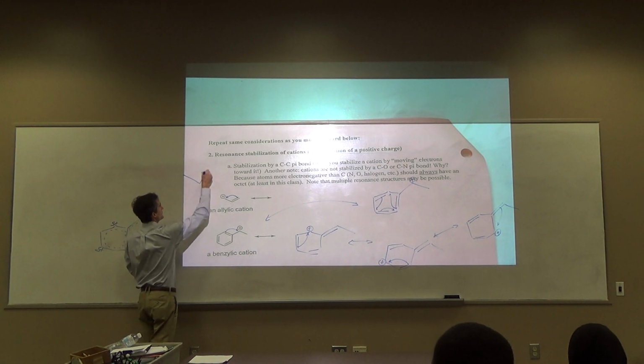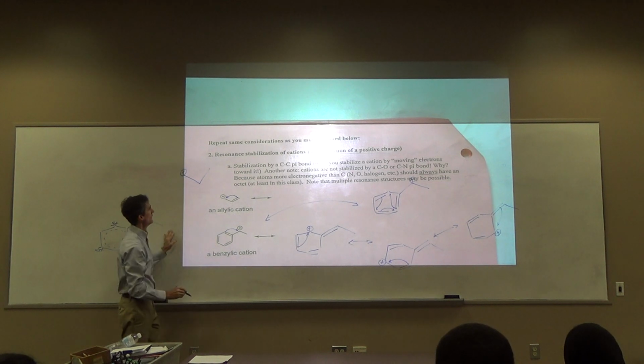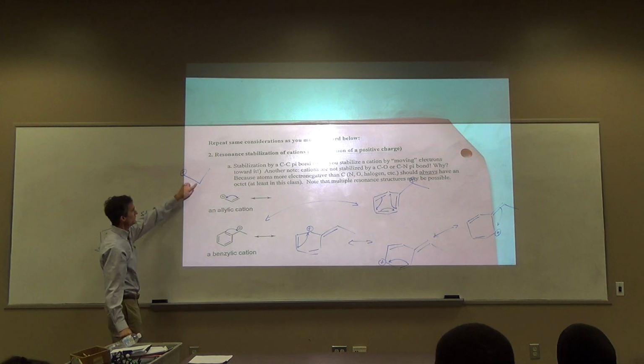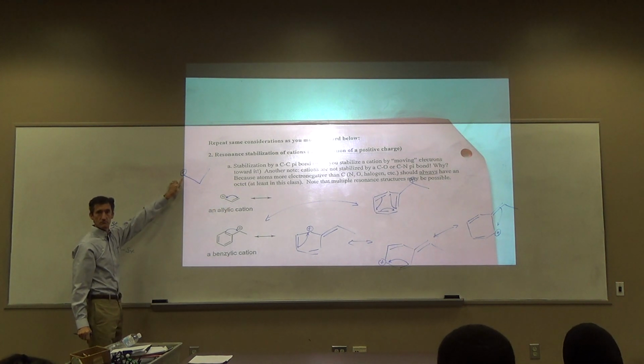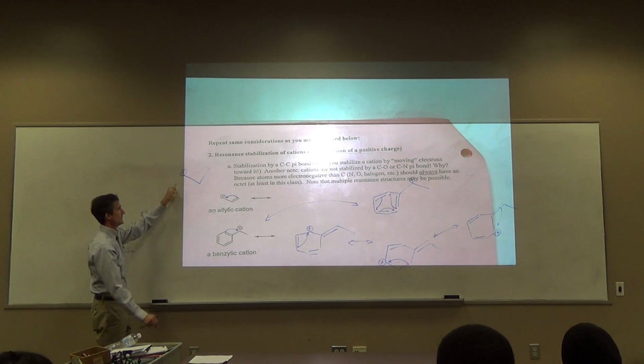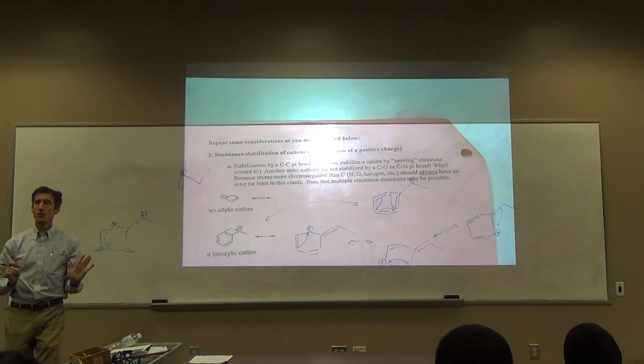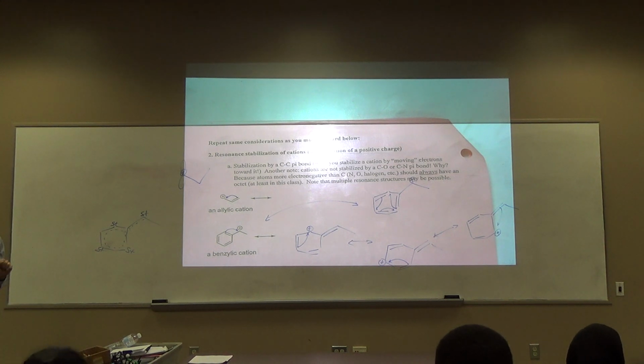What if I just drew this, though? Which of these is more stable? That one, because we can delocalize a charge. Can you delocalize this charge? That's an empty p orbital. There's one. Where's any other p orbital? There is none. That's an isolated p orbital. You can't do anything with it.